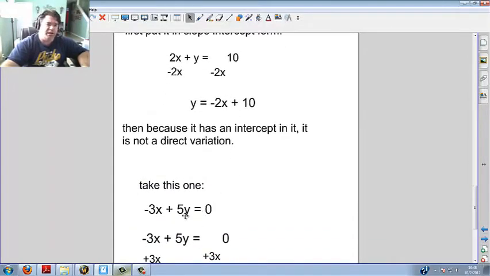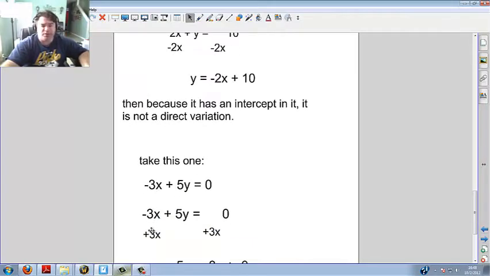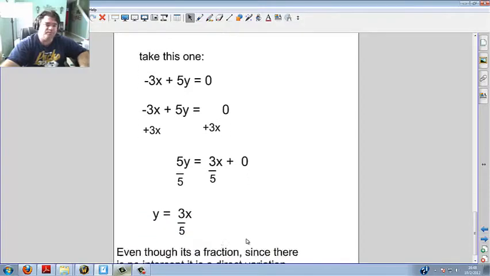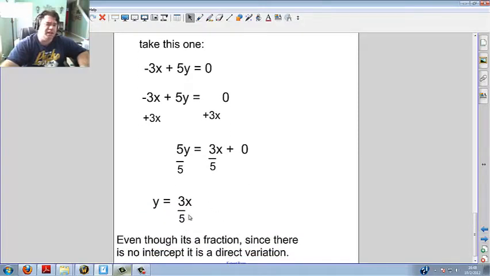Take this one. Let's see, I'll get y by itself. First, instead of minus 3x, I'm going to add 3x to both sides. Then instead of times 5, divide by 5, divide by 5. Really, it should be divide by 5, but 0 divided by anything is still 0. So y equals 3/5 x. Even though this is a fraction, there's no intercept, so it's still a direct variation.